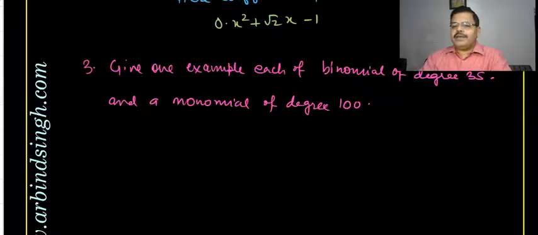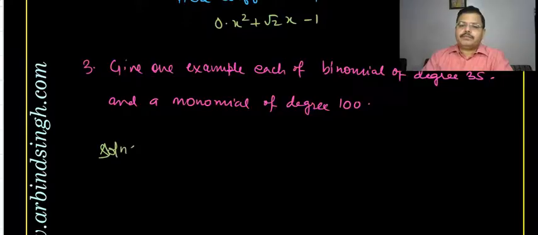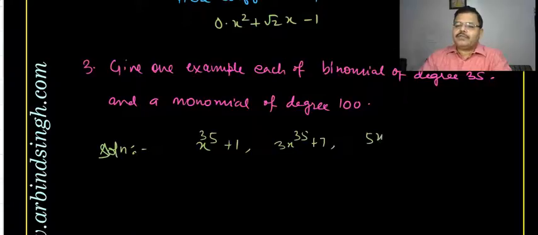Monomial, mono means only one. So a monomial means a polynomial which has only one term. Binomial means there are two terms. So we can write x to the power 35 plus 1. That is a binomial, there are two terms. It can be 3x to the power 35 plus 7x, right? It can be 5x to the power 35 minus 9. It can be 7x to the power 35 minus 15x. Because there are also two terms. Two terms is called a binomial.